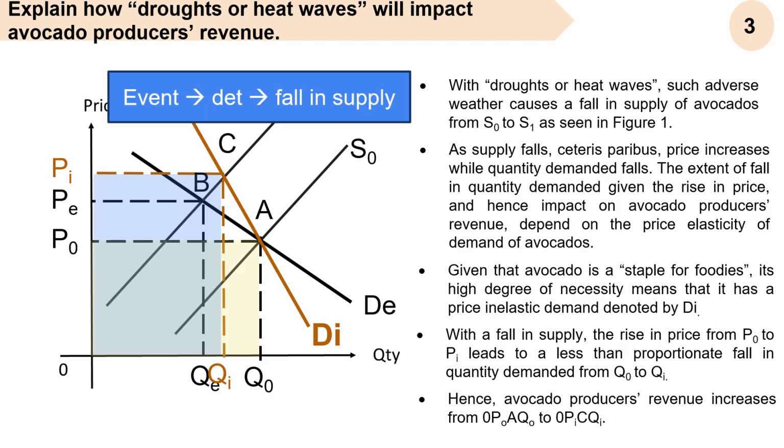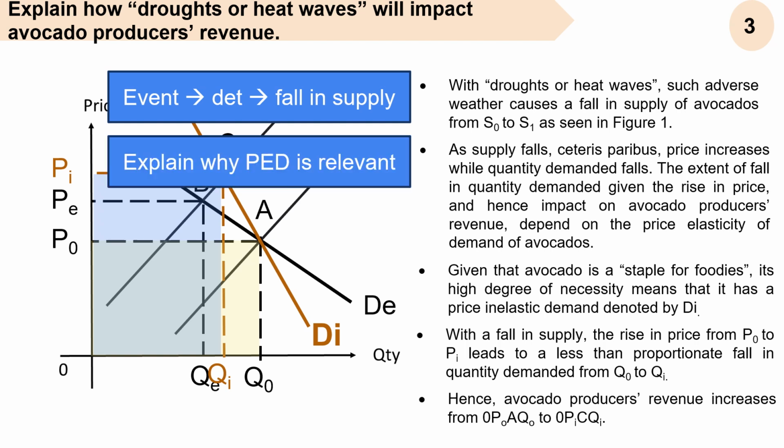So first, you tell me what is the event. Normally they will have told you the event. The event in this case is droughts or heat waves. And then you need to link it to a determinant. Is it tiger sip or tiger soul? Depends on whether it affects demand or supply. In this case, it's tiger soul because it affected supply. And then what's the impact on supply? In this case, there's a fall.